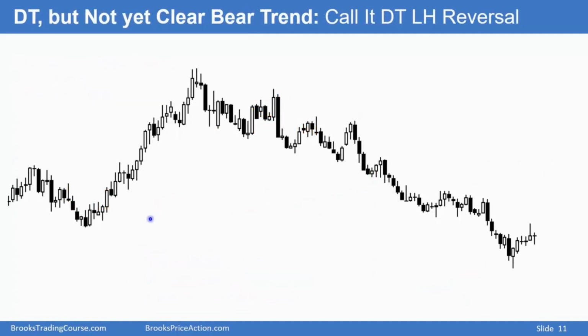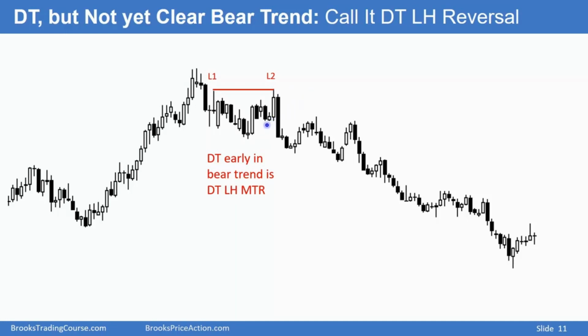Sometimes you get a double top in a bull trend, and maybe it's a bear trend, but it's not clear yet. It doesn't matter. You trade it the same way, whether it's a double top reversal or a double top bear flag. Here we have a bull trend, a bear breakout, a lower high major trend reversal, and it's also a double top lower high major trend reversal. So it doesn't matter if you want to say we're already in a bear trend and it's a double top bear flag. You can call it a double top reversal. Doesn't matter. You trade them the same.